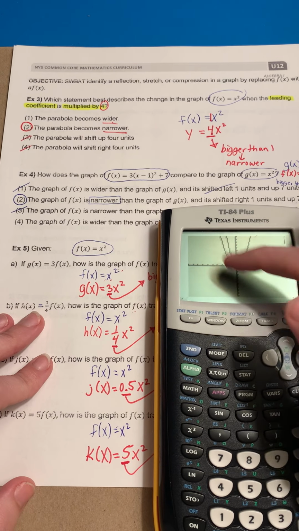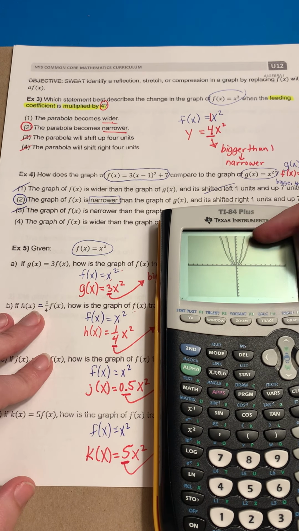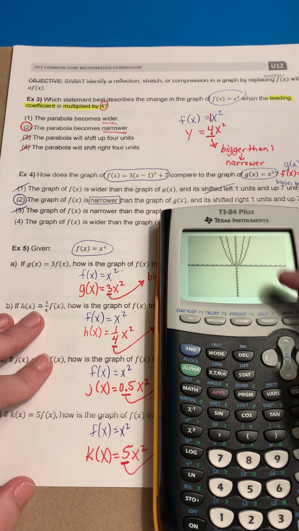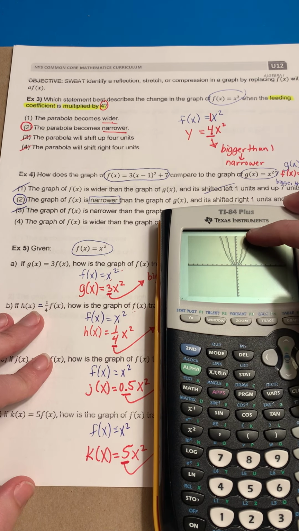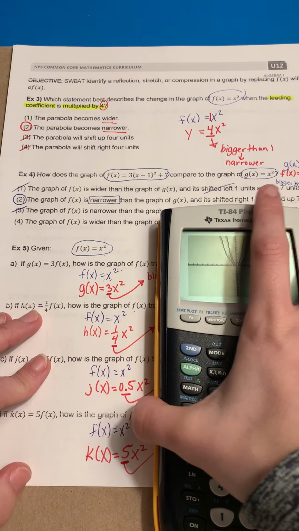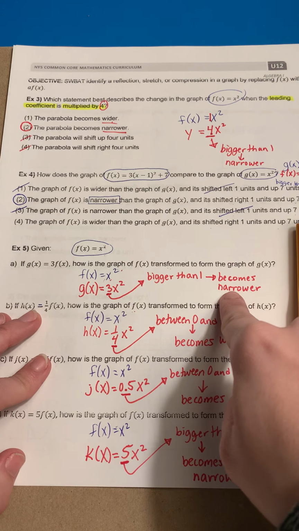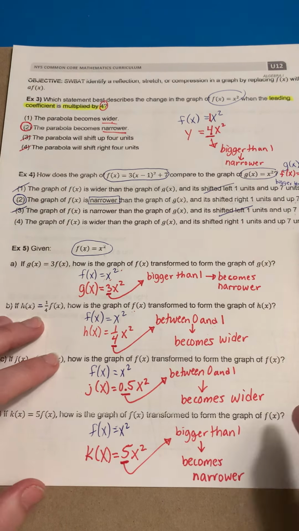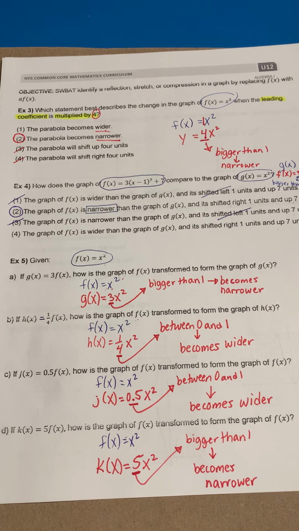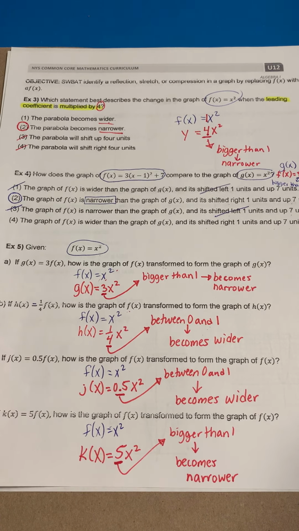So if I hit graph, you'll see the first one was here. I'll do that again. First one is here. The red one is on the inside. And that makes sense because we said it became narrower. Okay, so you can always check with all of those. You would just plug in both equations and determine if it got wider or narrower.